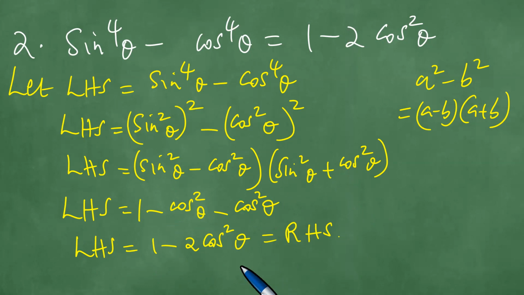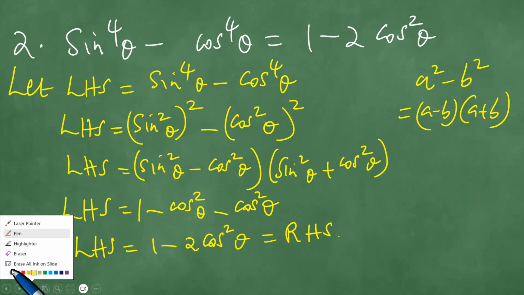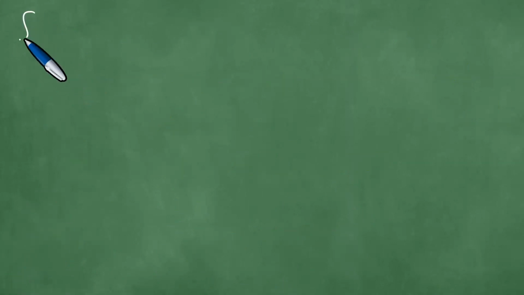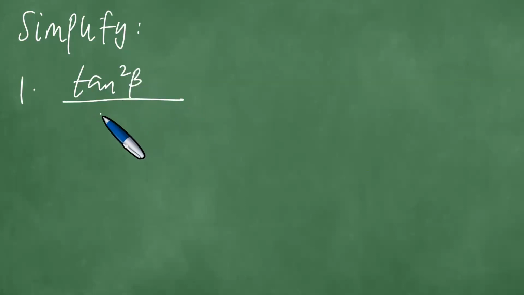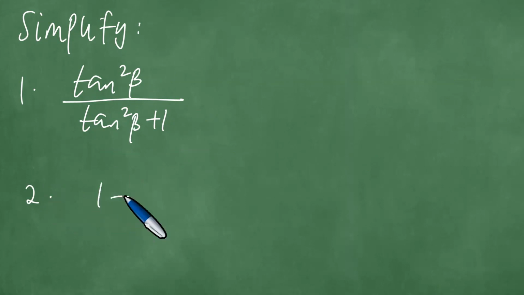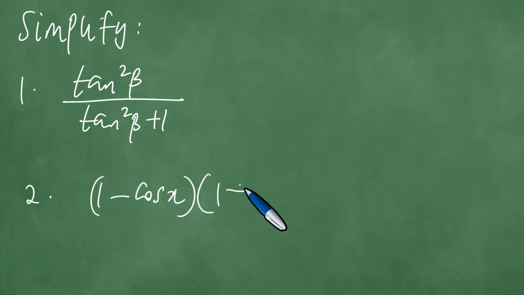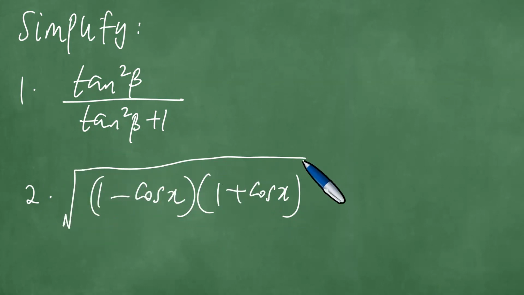Right, let's look at more problems for us to try. Let's look at this one. Simplify. Number one, tan squared beta over tan squared beta plus 1. Let's simplify this, and then number 2, the square root of 1 minus cosine x into 1 plus cosine x, if 0 degrees is less than x, less than 90 degrees.